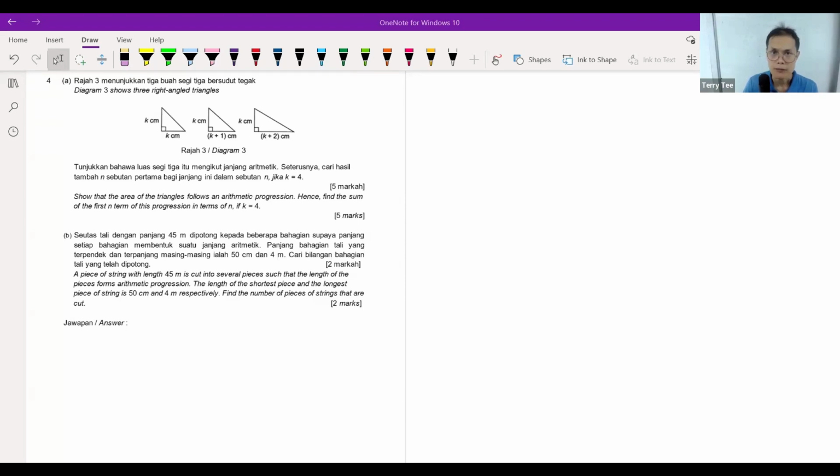Okay, now let's find out the area of the triangles. The area of the first triangle, we call it T1. We use half times base times height. Your base is k, your height is also k. That gives us half k squared. For the second triangle, we use a base of k plus 1. Your height is also k. So you can think of it as half k times k plus 1. Maybe it's easier if you write k first, it's easier to see, followed by k plus 1. Half times height times base, doesn't matter.